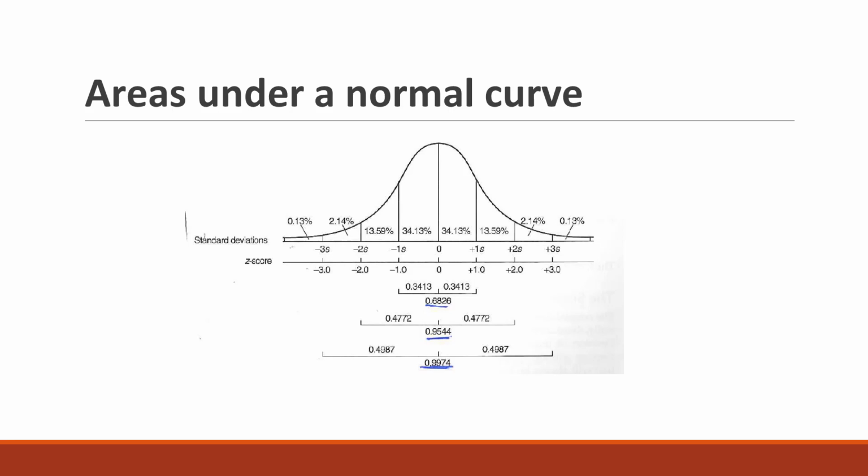Therefore, 68.26% of the total distribution will have scores within plus or minus 1 standard deviation from the mean. Similarly, plus or minus 2s from the mean will encompass 95.45%, and plus or minus 3s will cover 99.74% of the total area under the curve. At plus or minus 3s, we have accounted for virtually the entire distribution.